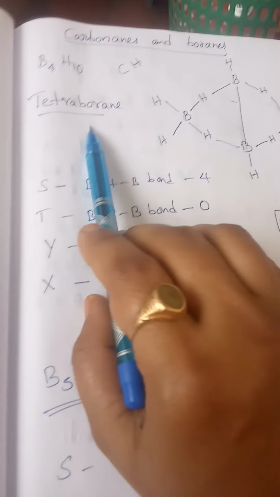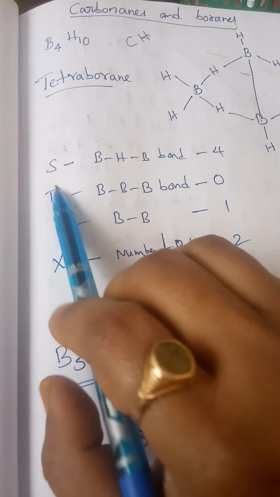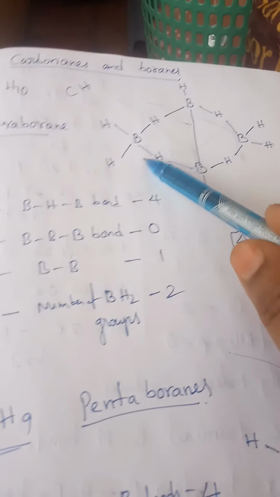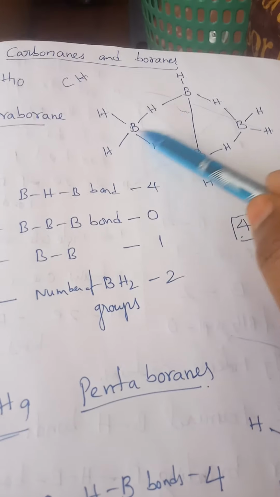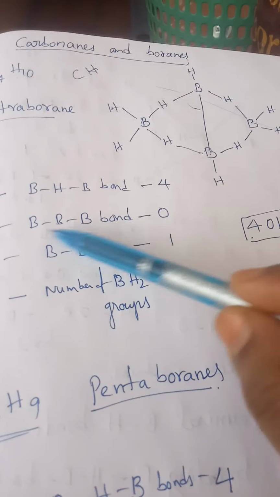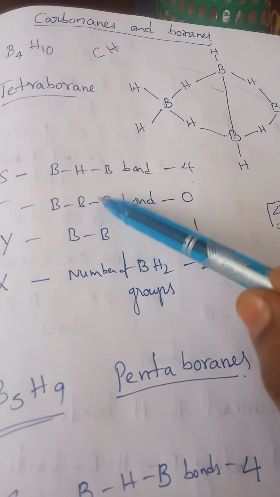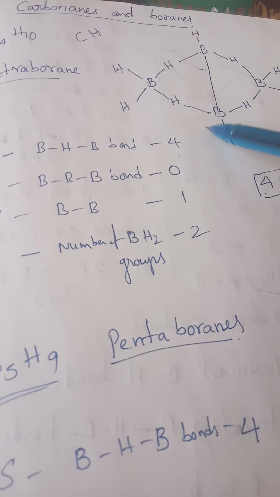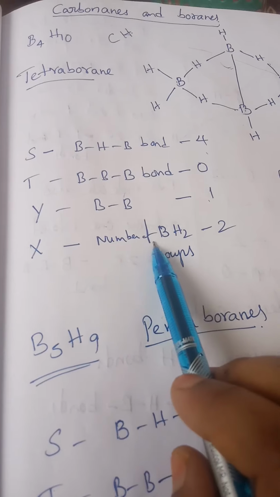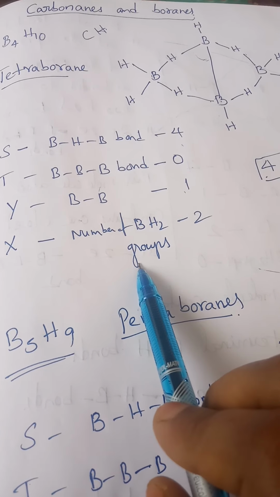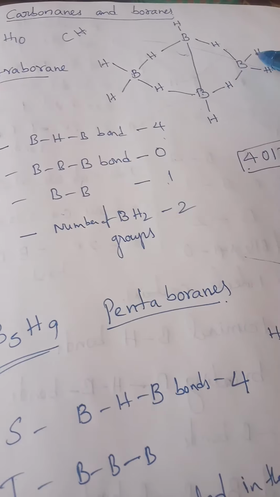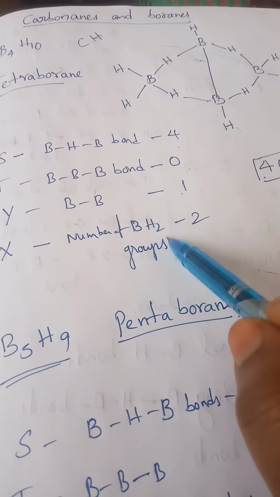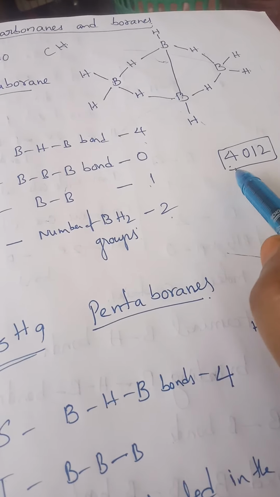The next one is tetraborane. In tetraborane we again discuss the STYX number, where the structure is like this. How many BHB bonds? 1, 2, 3, 4. So write BHB bonds as 4. There are no BBB bonds, so you write 0. And Y is BB bonds, so only one BB bond is there, so you write 1. Again X is the number of BH2 groups. So this is one BH2 group and there is another BH2 group. These two are terminal BH, so we do not write them. They only ask for BH2 groups. So you write 2. So the code is 4012.